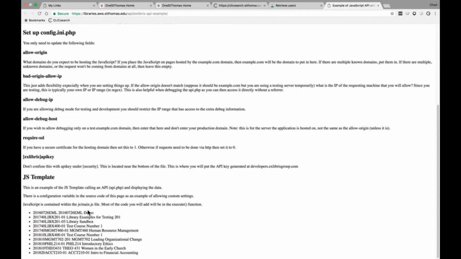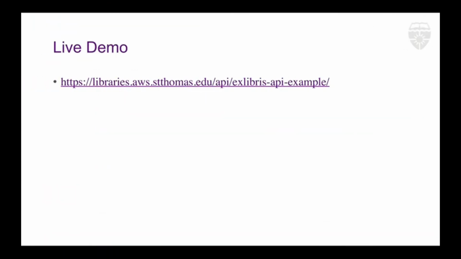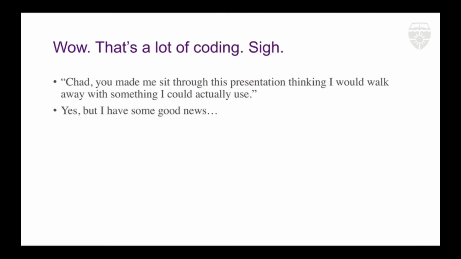Now you probably didn't see this because it happened so quickly, but this page loads. This page loads, and this is actually JavaScript calling to a middle server. That middle server is then calling to Ex Libris, getting information back, passing it back to the JavaScript, and JavaScript is then creating that there. So yeah, that's a lot of coding.